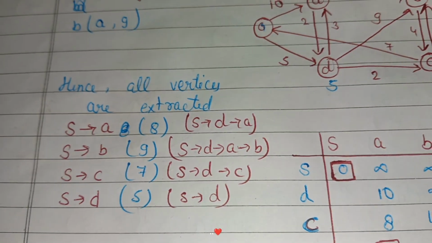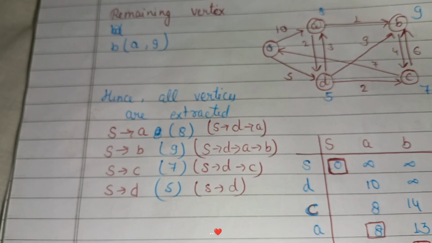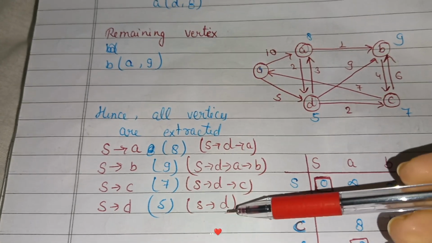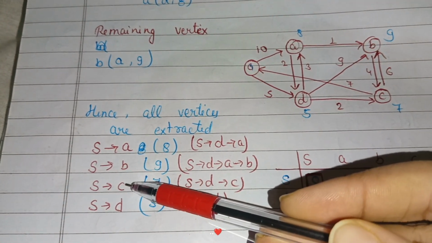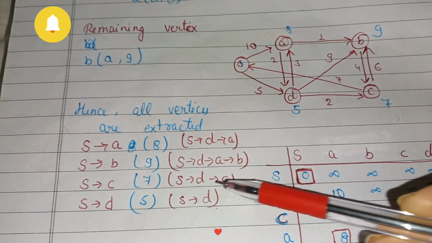Now, let us write the final shortest paths from S. Shortest path from S to D is 5 and the path is S to D direct. Shortest path from S to C is 7 and the path is from S to D and then C.